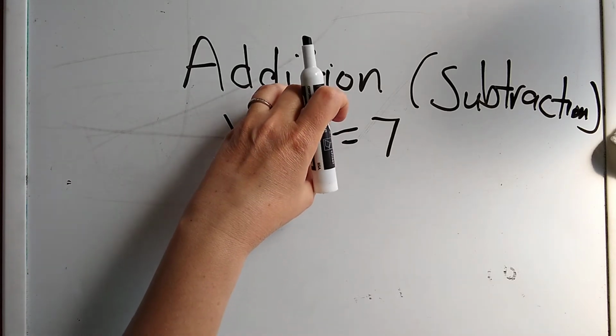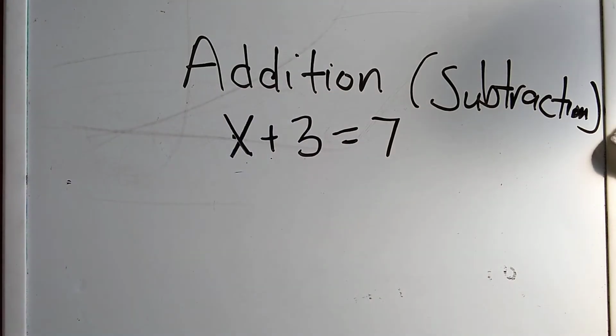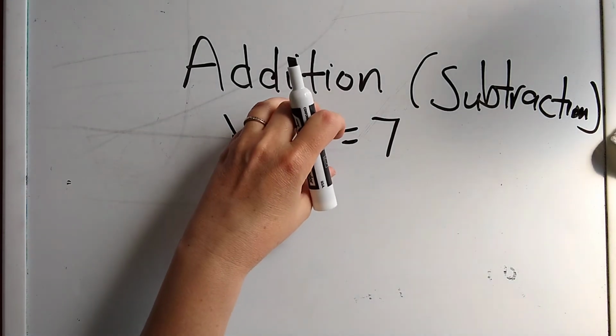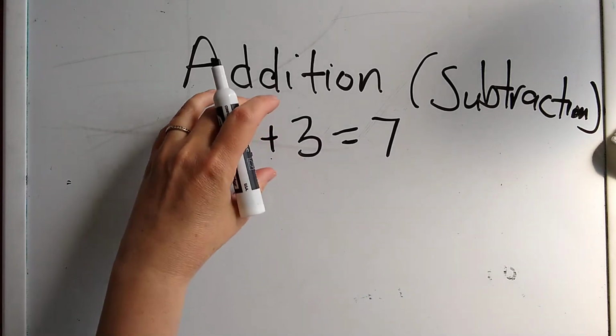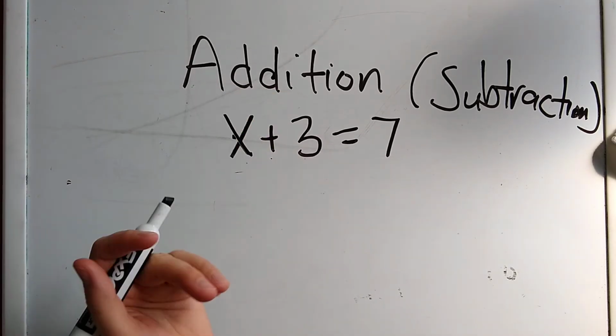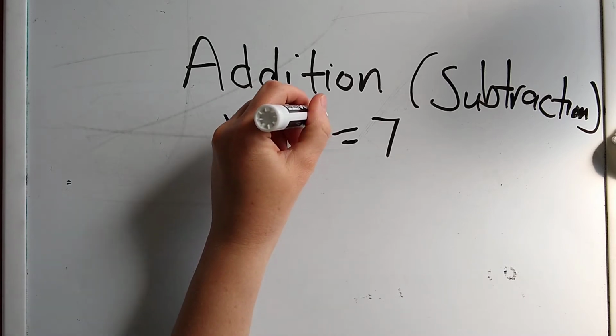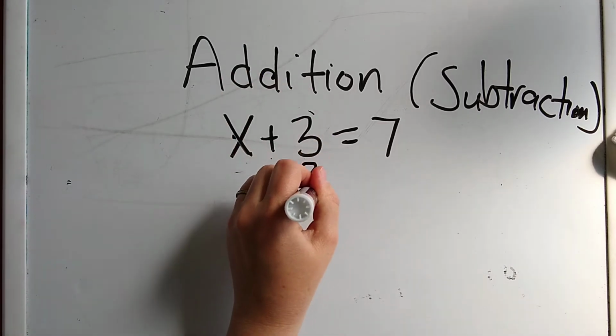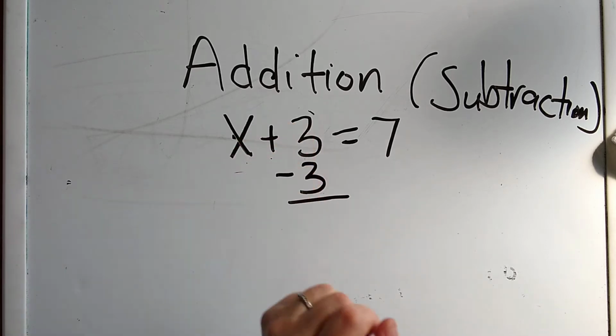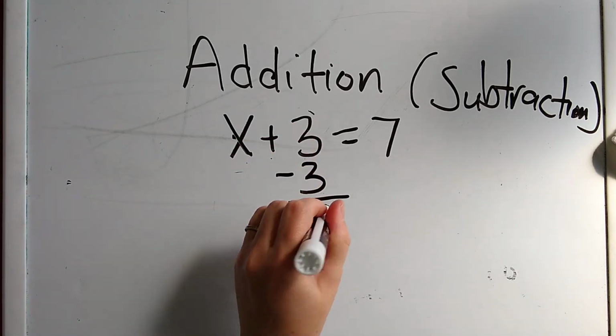So what we're going to do here, we're going to make this number go to 0, right? Because when it goes to 0, then x will be by itself, because anything plus 0 is itself, right? 5 plus 0 is 5, 2 plus 0 is 2, right? So I want this just to be by itself. How do I make 3 go to 0? I subtract 3, okay? So 3 minus 3 gives me 0.